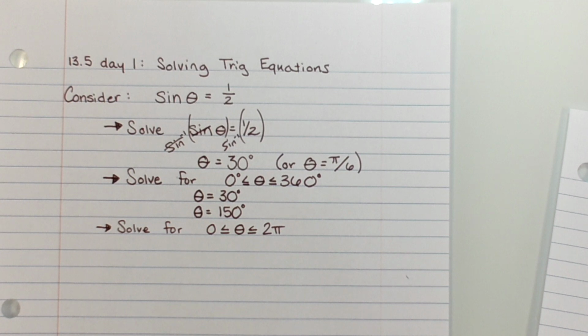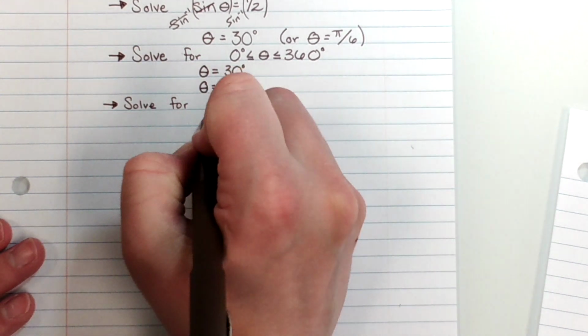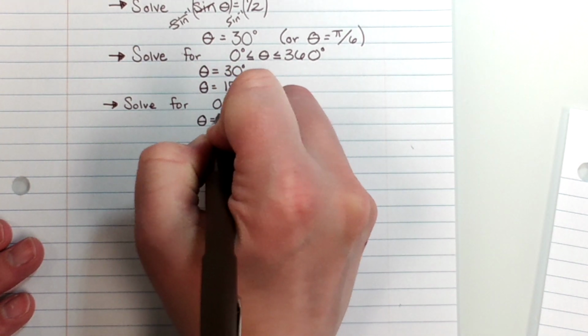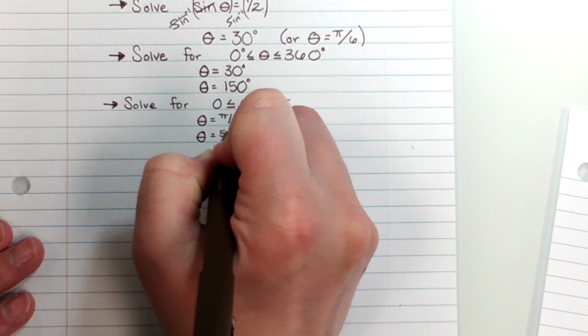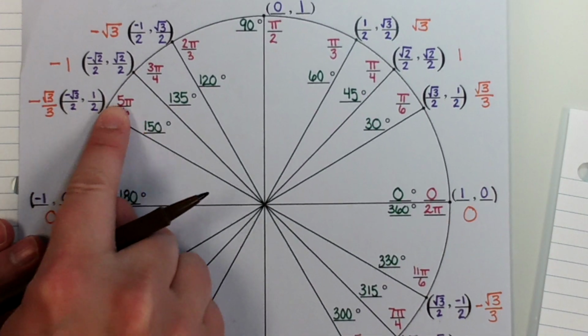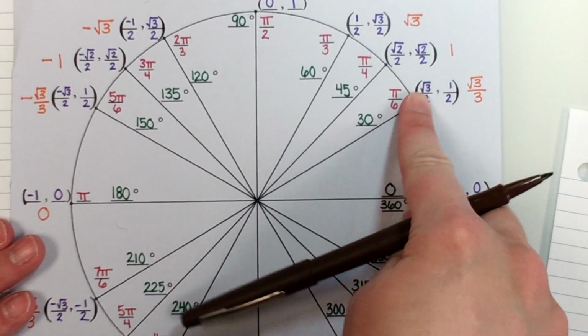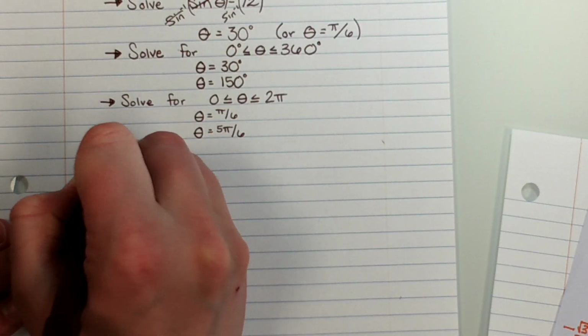Slight change in the instructions. Solve for theta between 0 and 2 pi. Pi over 6 and 5 pi over 6. Again, using the unit circle, because sine is 1/2 right here and here.